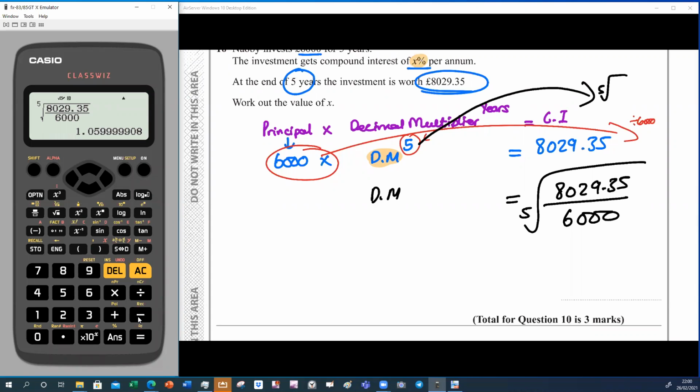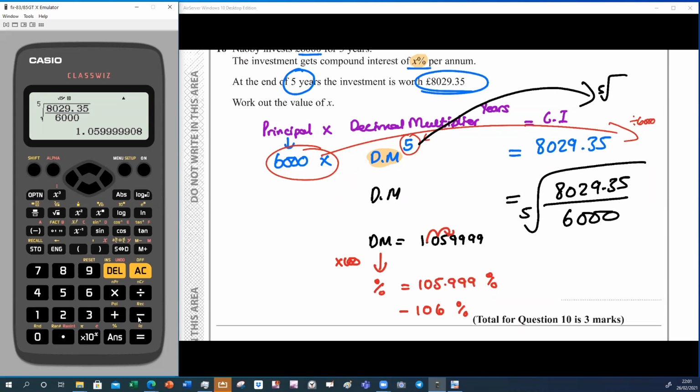So our decimal multiplier is equal to 1.059999, and so on. So now what do we do to it? To turn it from a decimal multiplier into a percentage, we times it by 100. Well done. So we get 105.999%. That is the same as saying 106%, if we round it off to 3 significant figures.